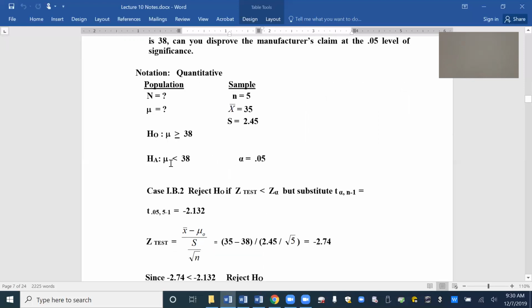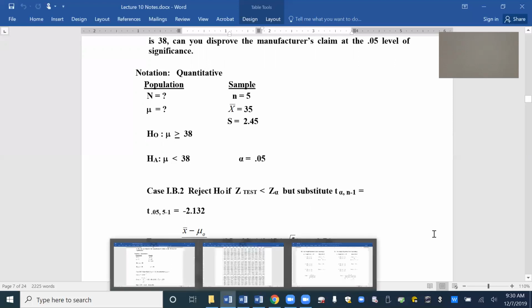We are trying to show that they are guilty of overstating the mileage. And our federal government takes a very dim view of that. A very dim view of that. The null hypothesis is that, oh yeah, it's 38, or it could even be more.